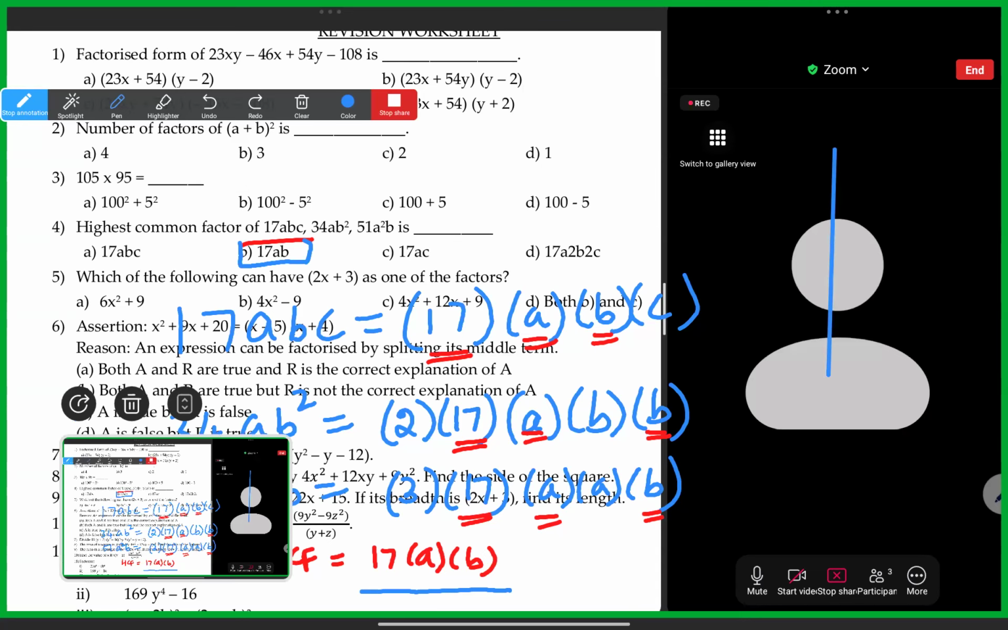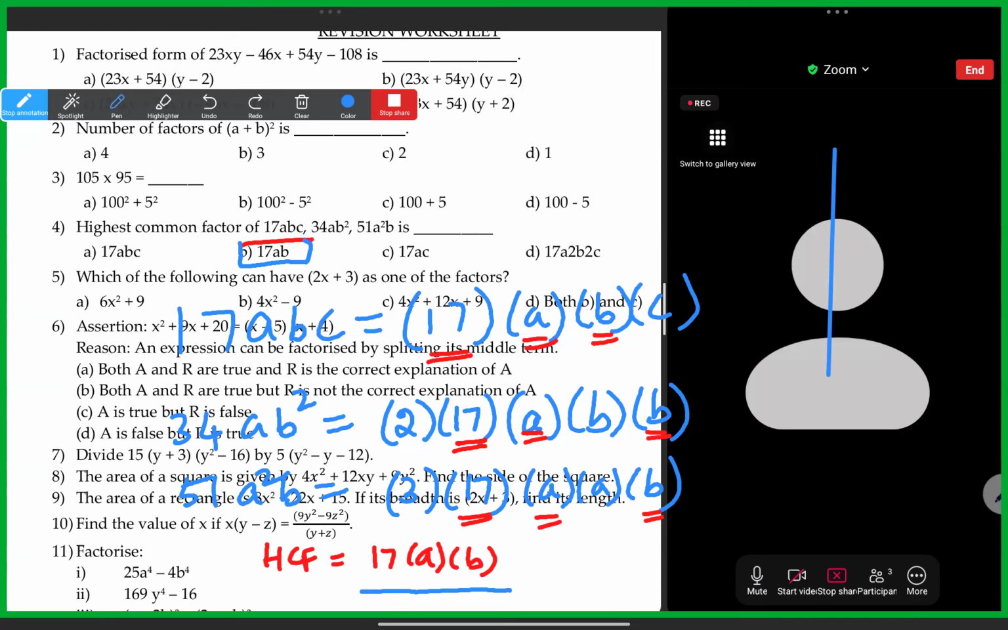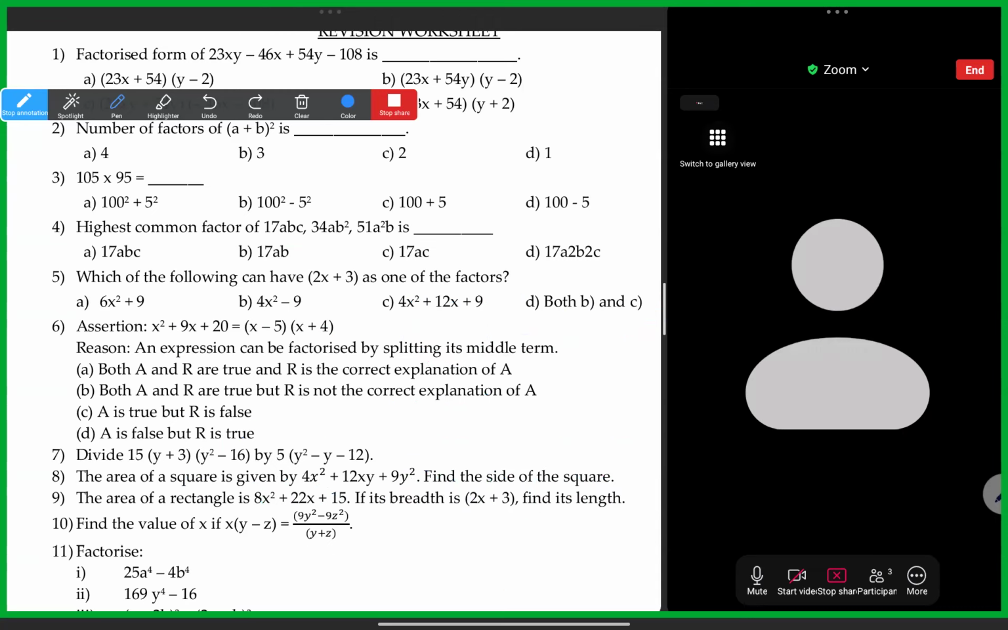Then the fifth question, shall I delete? I'm deleting this. So the fifth question is: which of the following can have 2x plus 3 as one of the factors? So Pranavi and Maisha, I will come back to this question because here we need to know this particular factorization. I'll explain. Here we will check each and every option.